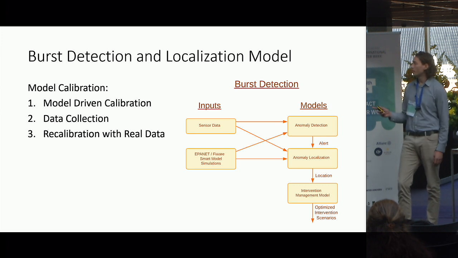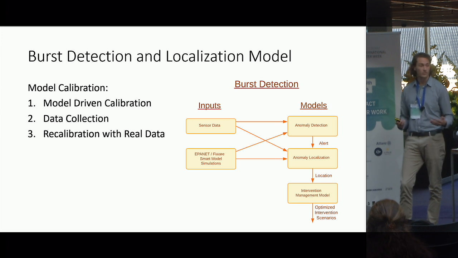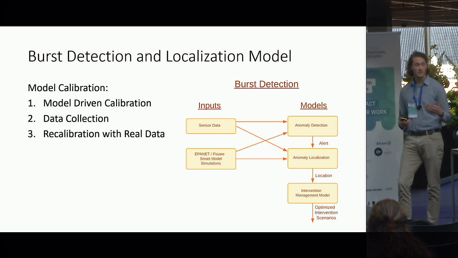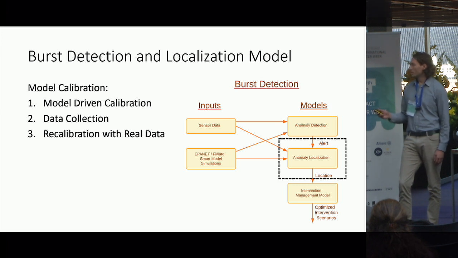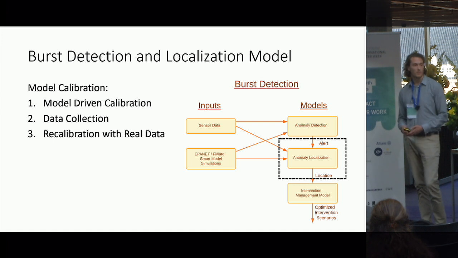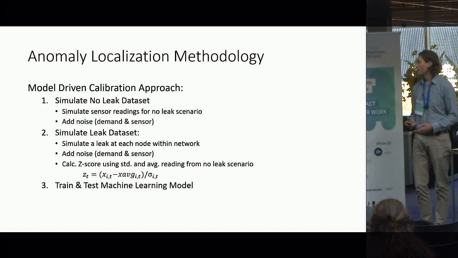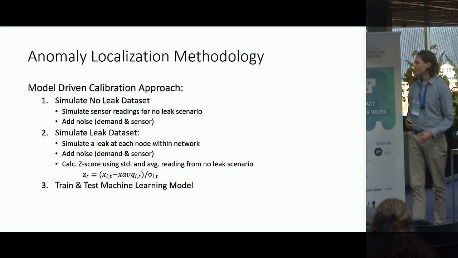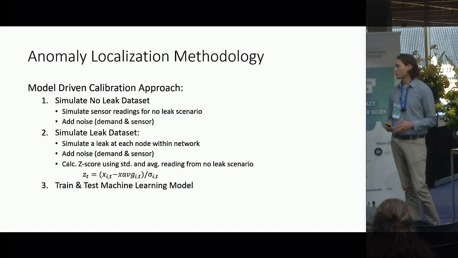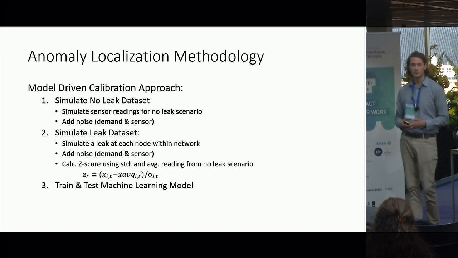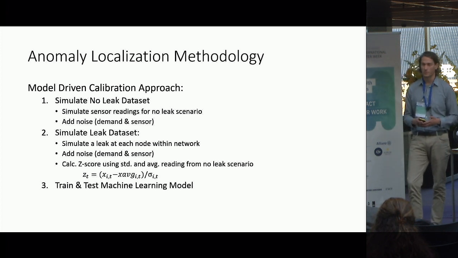Briefly talking about the calibration process: first it's a model-driven calibration, but as we collect more and more data, this can be recalibrated on the real data and the accuracy improved. So the presentation is specifically going to focus on the anomaly localization model. I don't want to get too much into the details of the actual development, but quickly: we simulate first, comparing a no-leak scenario with a leak scenario, calculating residuals, and then developing some form of machine learning model to predict where the leak is occurring.